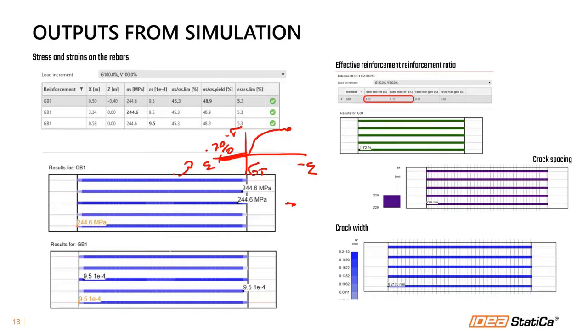Okay, so based on this assumption, if there's just a pure tension, we can expect that it will be strained equally to all reinforcement bars, and you should get the magnitude 9.5 times e minus 4. What about the effective reinforcement ratio? As I was mentioning, this is the value that is found in the auxiliary tab in the IDEA Statica CSFM.